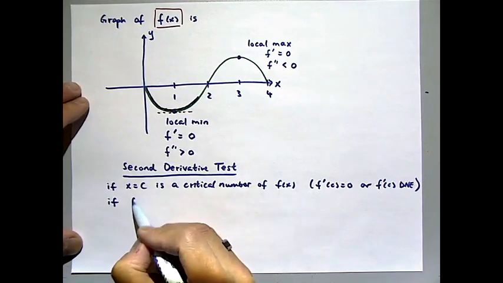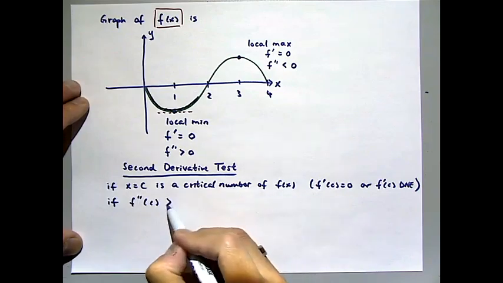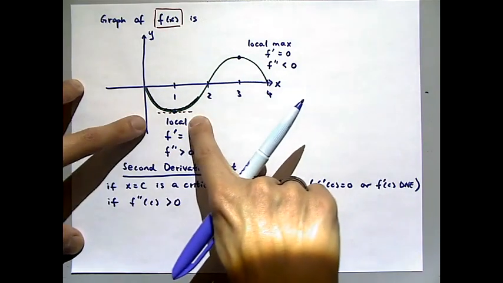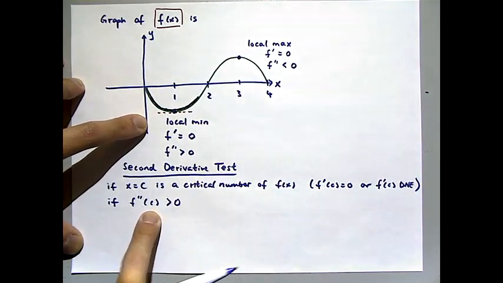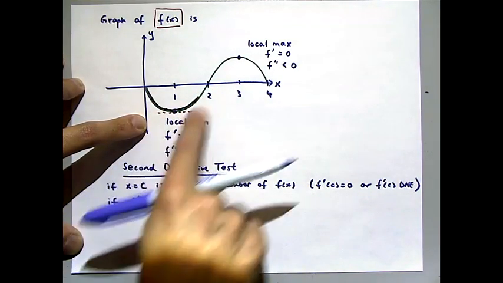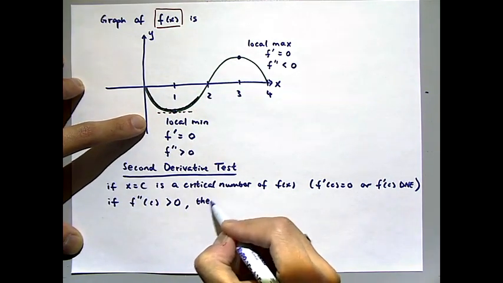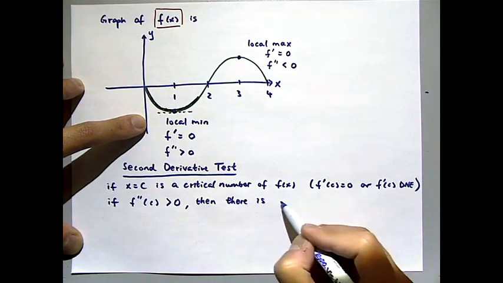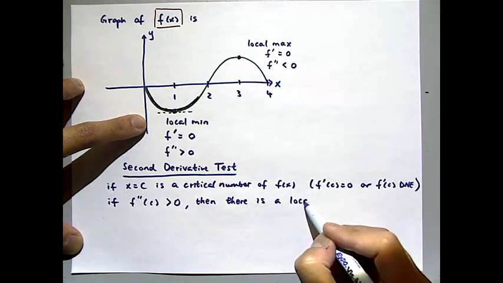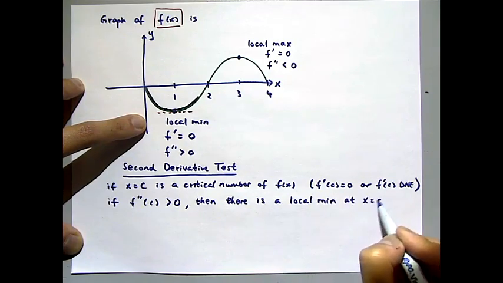If f double prime of c is positive, this kind of thing here. If at the critical number, the second derivative is positive, concave up, then we know there is a local minimum at x is equal to c.